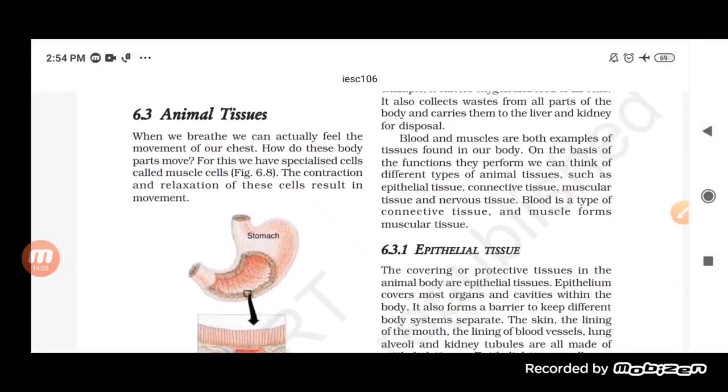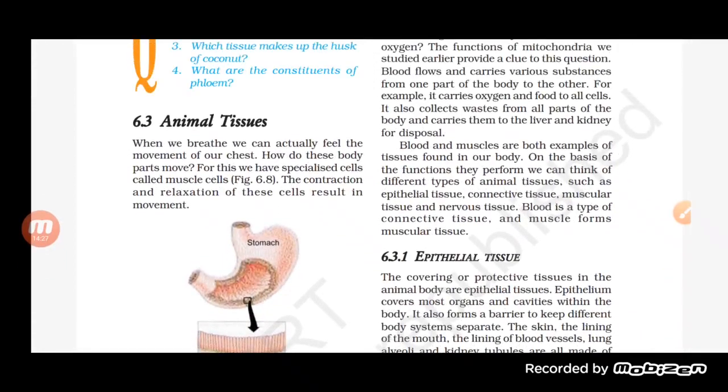Now moving on, we will start with animal tissue. Even when you see, student, the contraction and relaxation of the, suppose when you start breathing, what will you find?